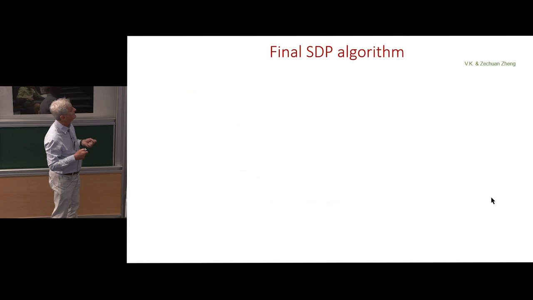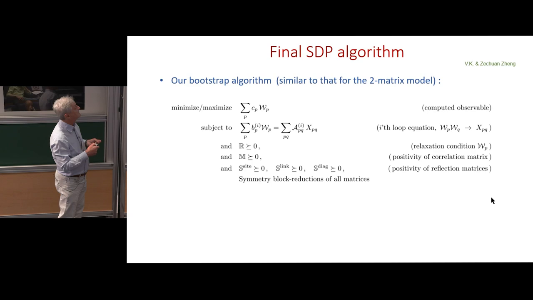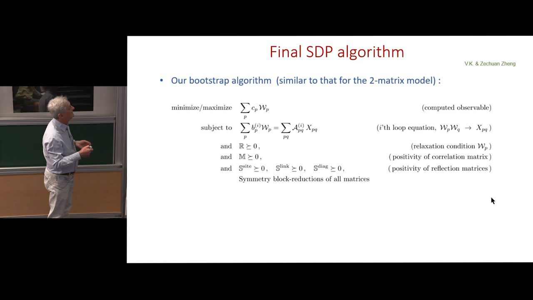Now, the final SDP algorithm looks as follows. We minimize or maximize some linear combination of our Wilson loops. For example, it could be only the plaquette average or a combination of plaquette and double plaquette, whatever you need for your physics. Then we have a set of linear loop equations because we relaxed here.